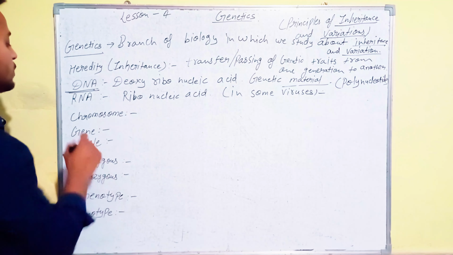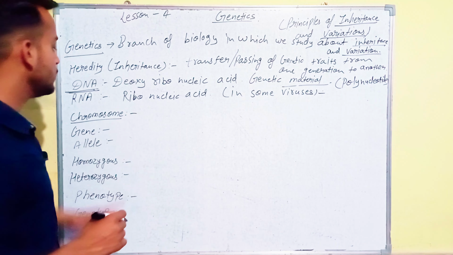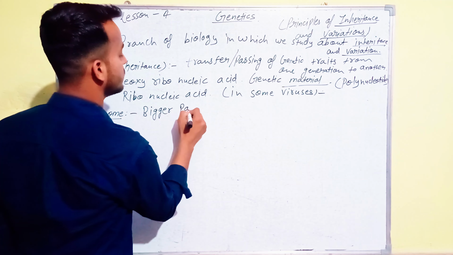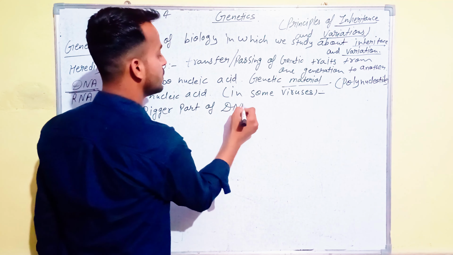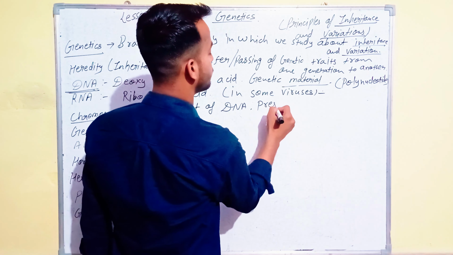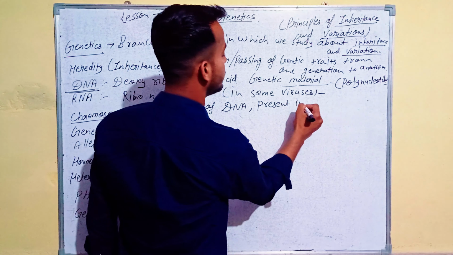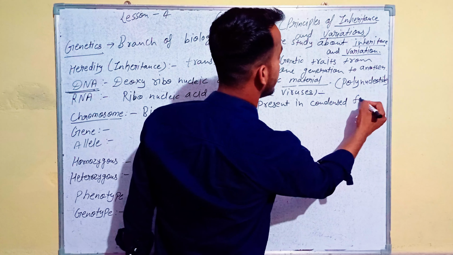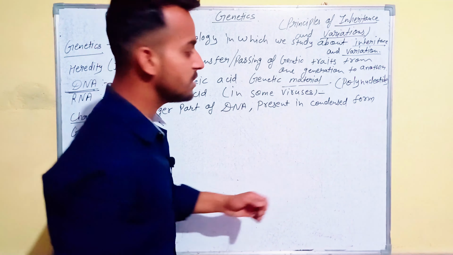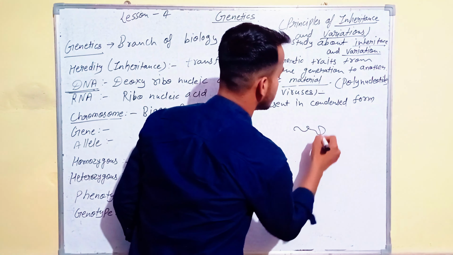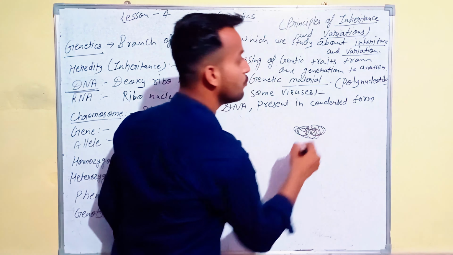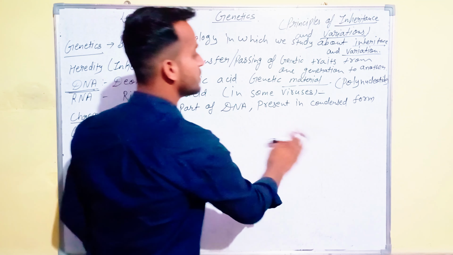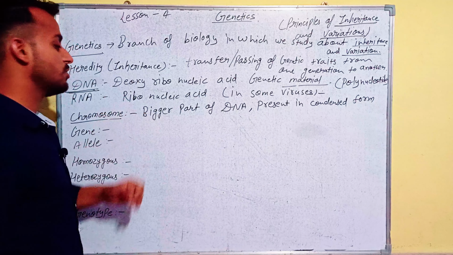Now what is a chromosome? Chromosome is a bigger part of DNA, and it is present in condensed form. Now what is condensed form? It will be present like this. It will be fully condensed or coiled. So the chromosome will be like this.